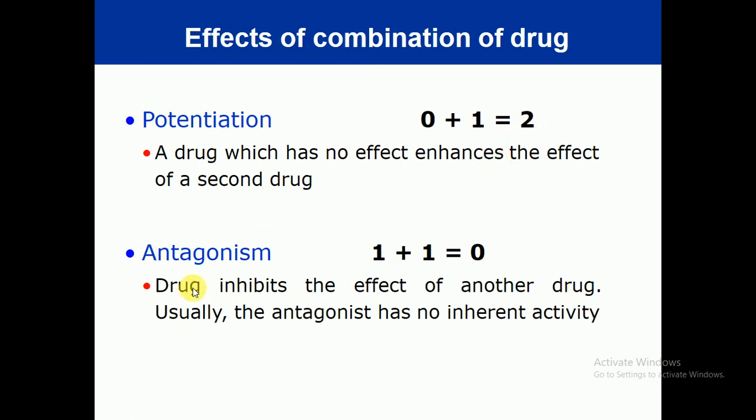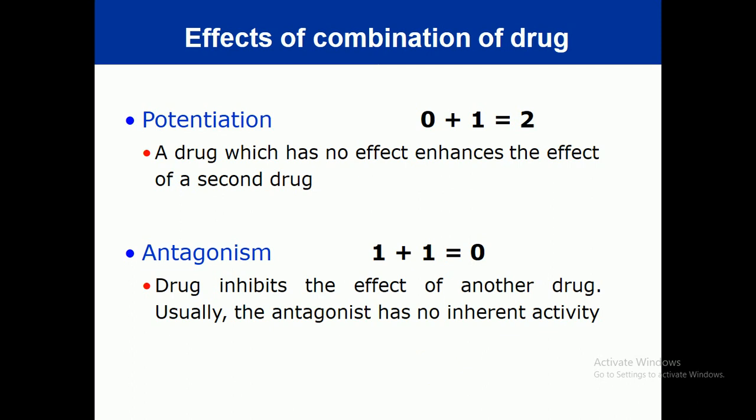The fourth one is antagonism. What is antagonism? Antagonism is the phenomenon in which a drug inhibits or reduces the effect of another drug, and usually the antagonist has no inherent activity. So, this is called antagonism.